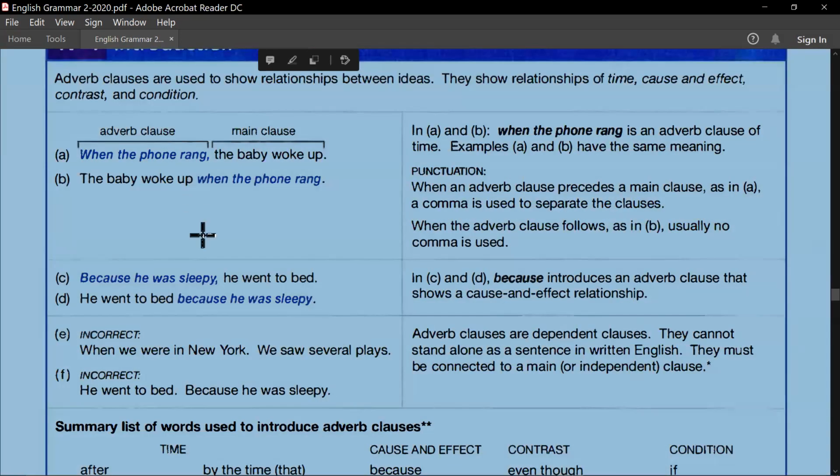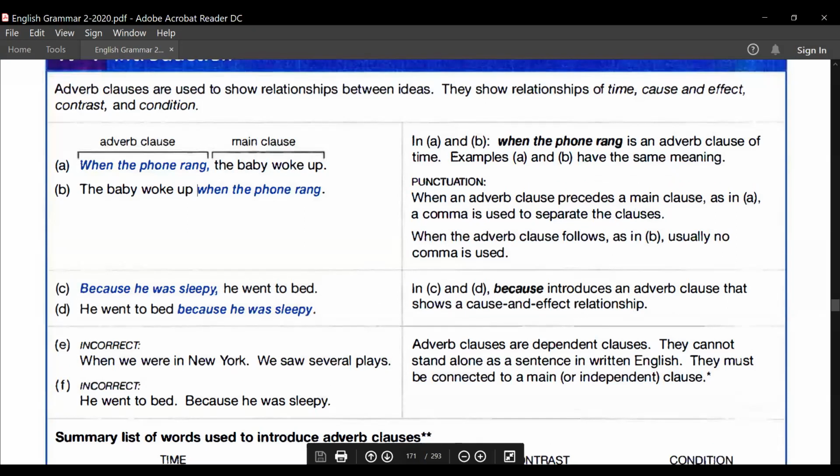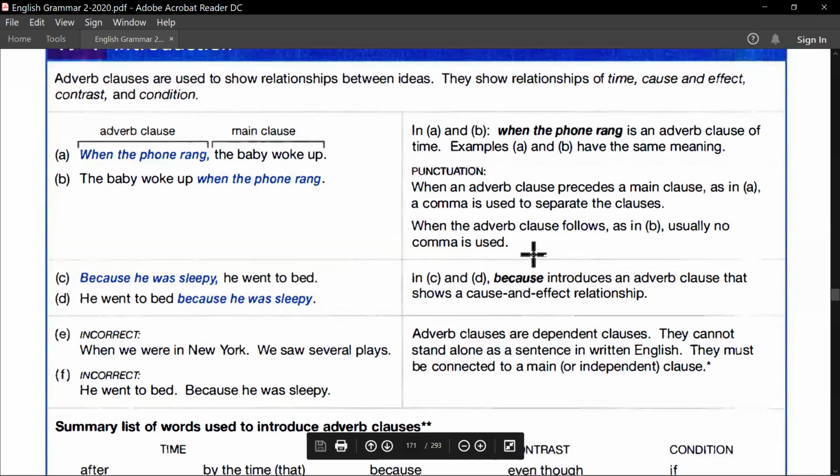However, sometimes when you read a book or go online, you find people putting a comma here, saying, for example, he went to bed, comma, because he was sleepy. It's not wrong, but it's uncommon, okay? We almost always don't use a comma when the adverb clause follows.